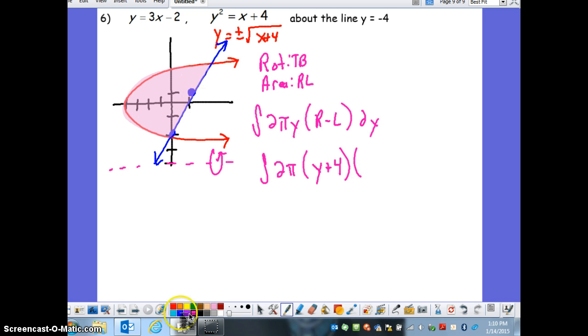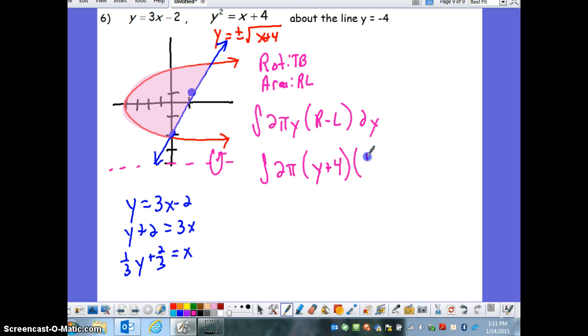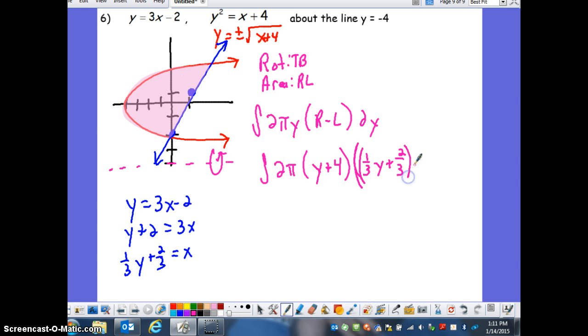The right side is the blue line. I'm going to take some time here to solve that for my x. So y equals 3x minus 2. Add the 2, y plus 2 equals 3x. Divide, and you have 1/3 y plus 2/3. Not the nicest one because we have thirds in there, but that's what we end up with. So that again is the right side, and we're going to subtract from that, I'll just put this in parentheses, the left side, which is y squared equals the x plus 4. Again, you want to solve for the x, so that's going to be y squared minus 4.